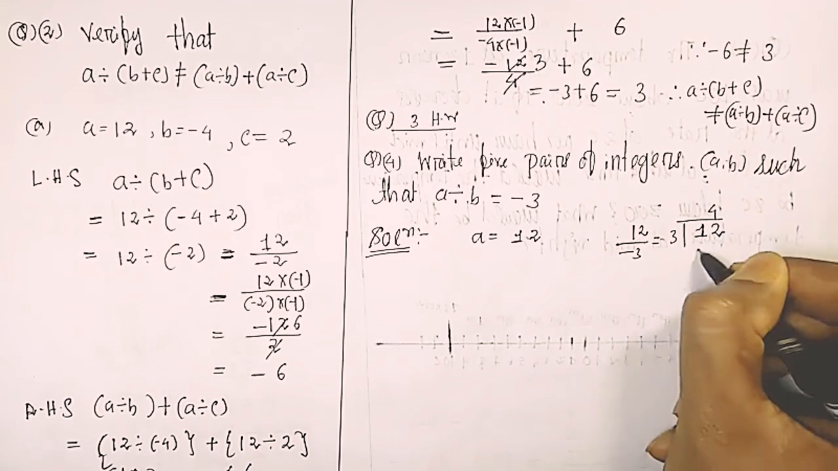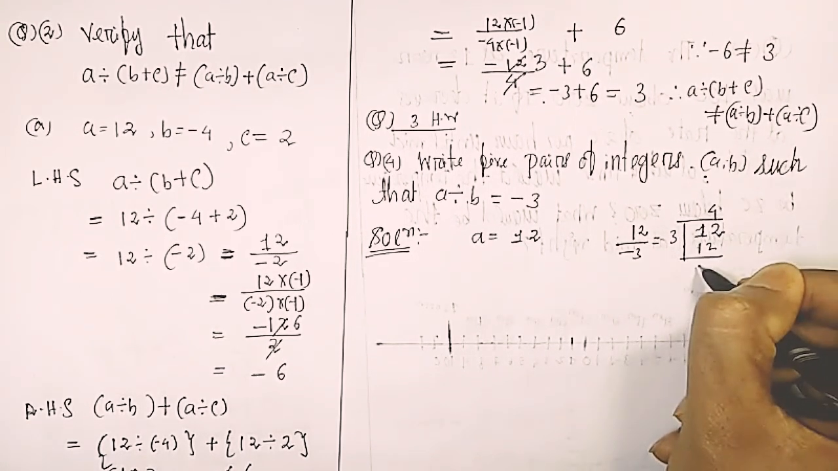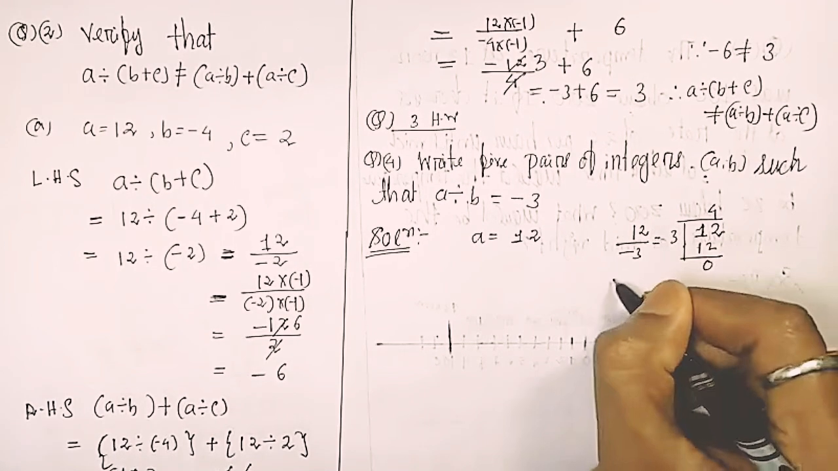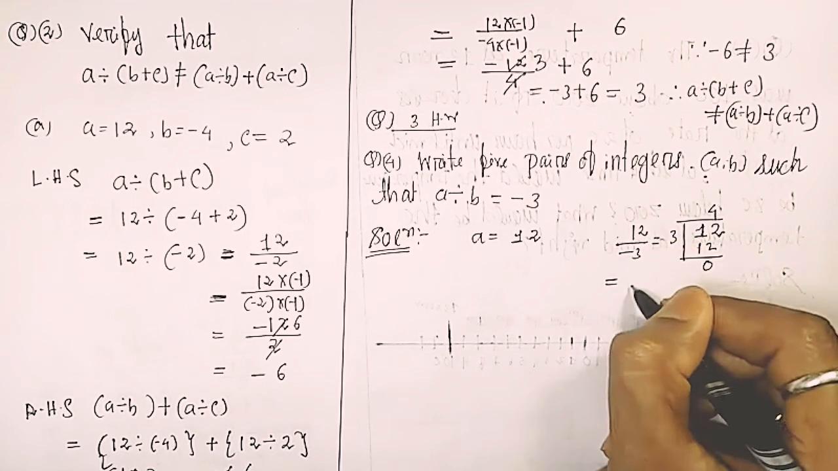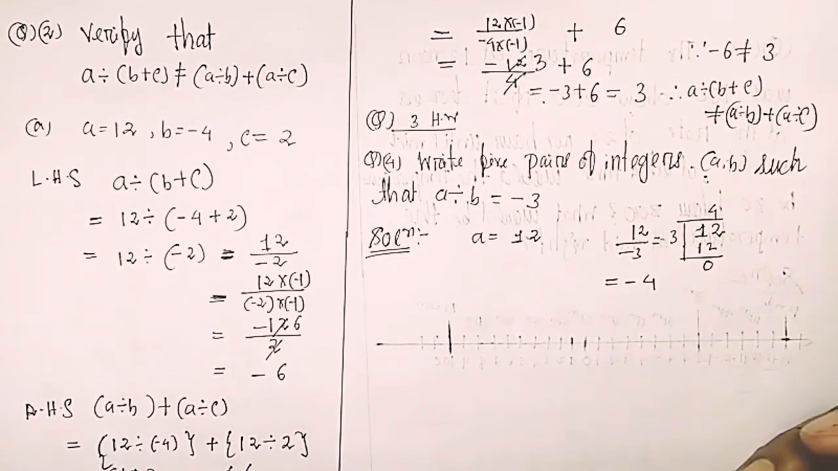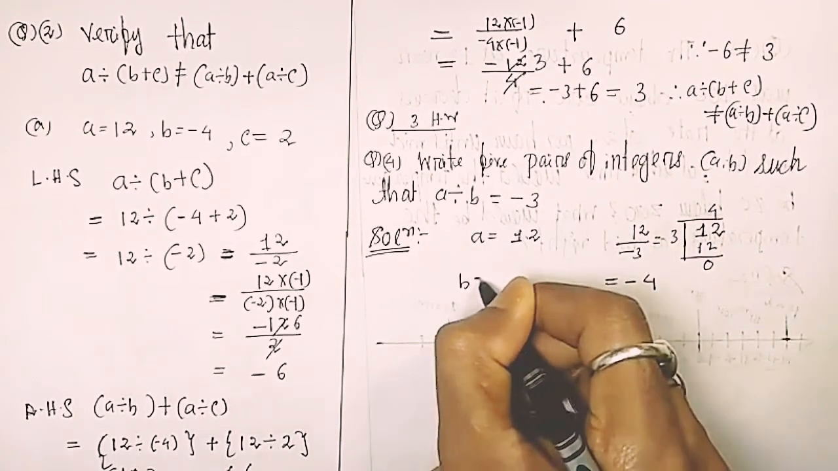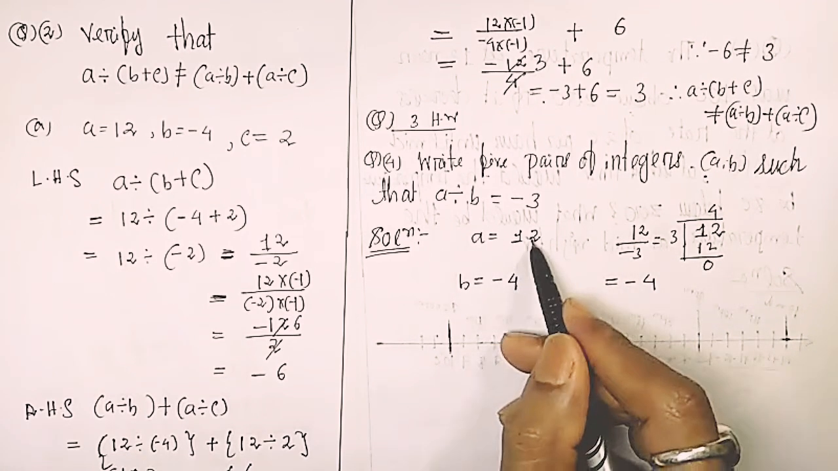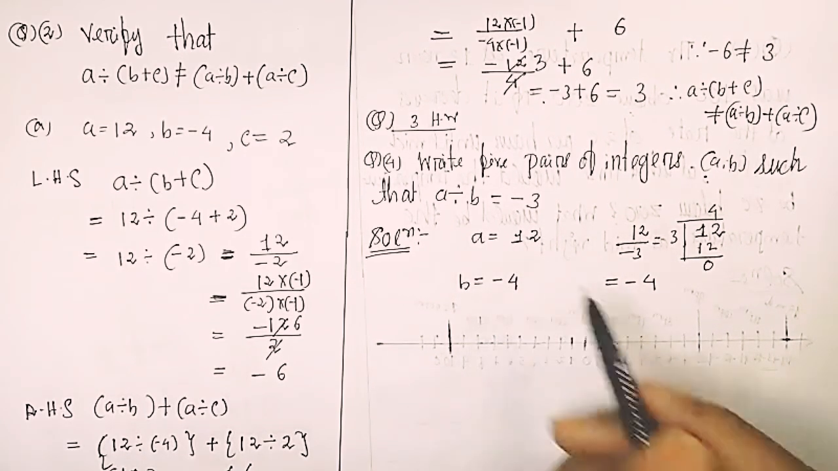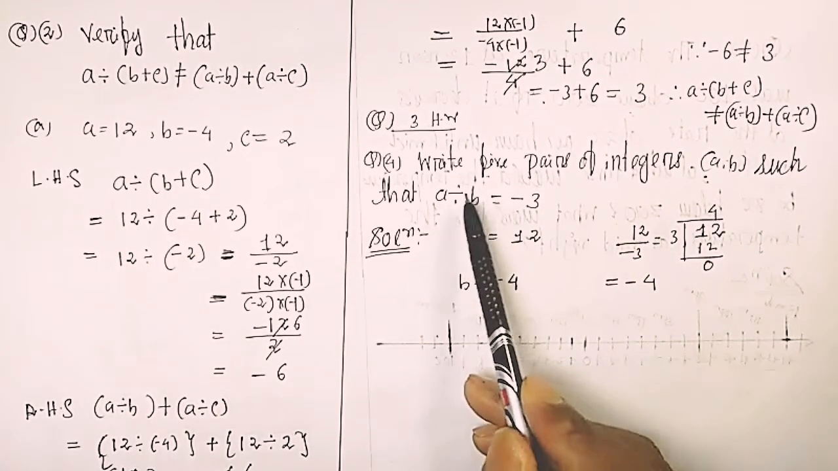So it becomes, 3 4s are 12, remainder is 0. So when you divide 12 by minus 3, answer is minus 4. So minus 4 should be the value of B. So A equals 12, B equals minus 4. This is one pair. So once again I am going to explain.